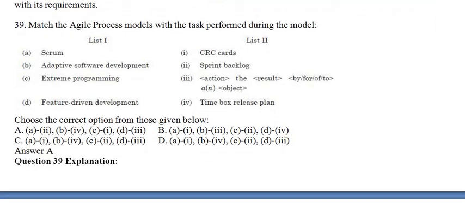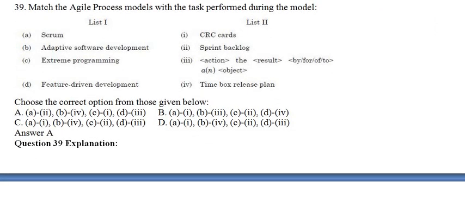Okay, so the next question is: match the agile process model with the task performed during the model. Here we know agile process is one of the software development models, the latest model, which uses no fixed duration for each and every phase. It will take any percentage of duration for any kind of process activity in this model.